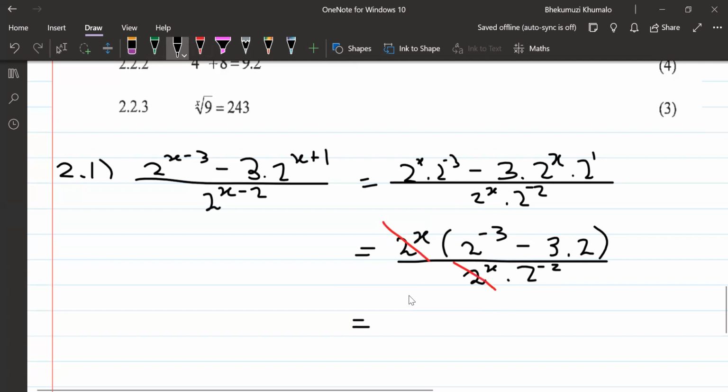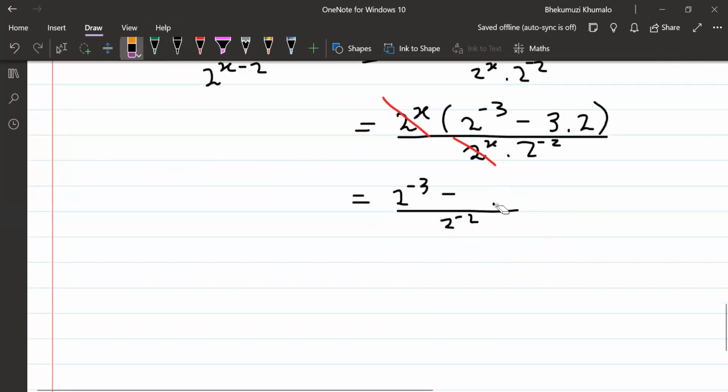And so from there, you're only left with 2 to the negative 3 minus 3 times 2, all over 2 minus 2 to the power 2. But this 3 times 2 gives us what? It's actually just 6, right? And then we have 2 to the power 1 over 3.